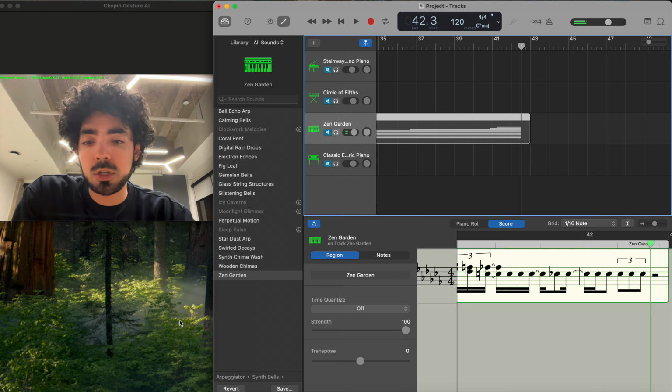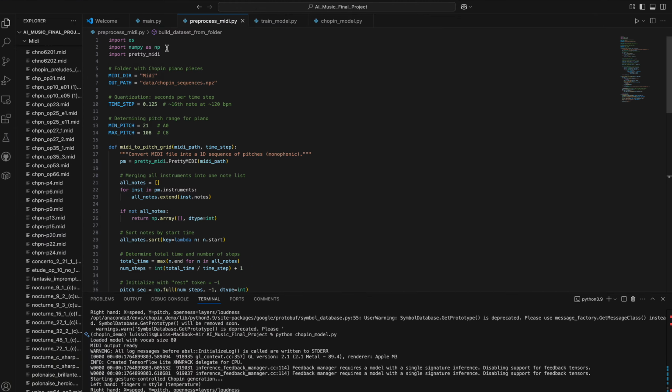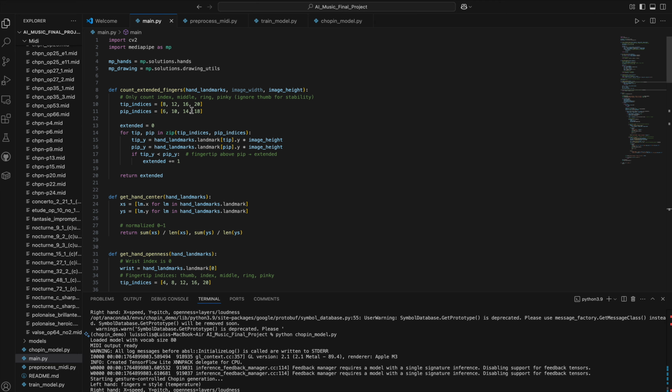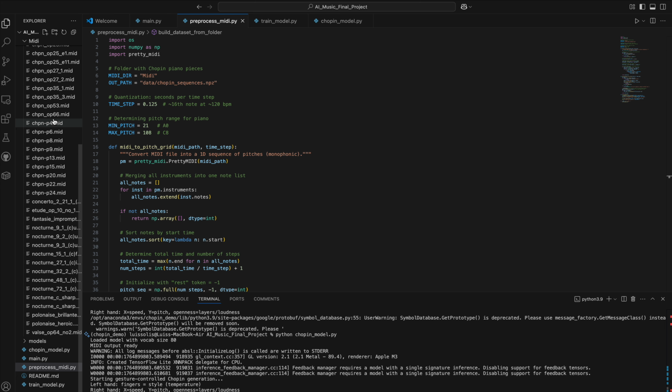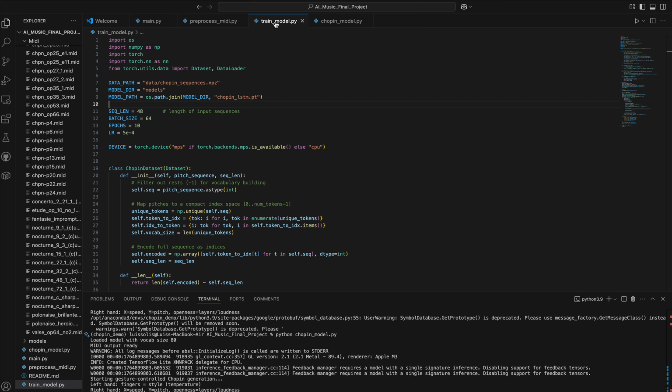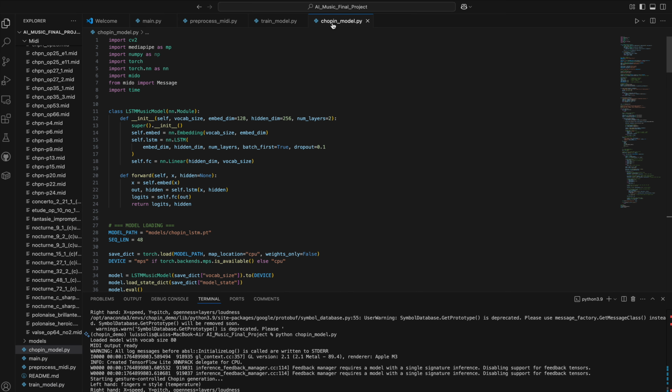For the architecture, I used OpenCV for the video capture, MediaPipe for the hand detection. I pre-processed a data set that was completely public domain, no copyright. That was music from Chopin from 3 different websites. Then I trained an LSTM, a neural network that had 2 hidden layers and then 10 epochs. And then we have the final model.